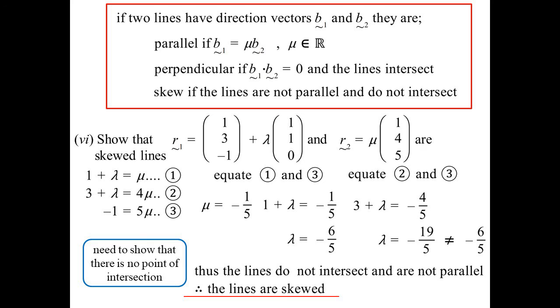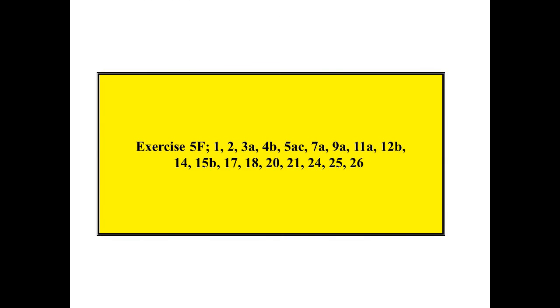So they do not intersect, but remember the other key thing is they're not parallel, and we can easily look at the direction vectors and see one is not a multiple of the other. So we know they're not parallel. So the third option, they must be skew lines. Okay, that was a bit, wasn't it?